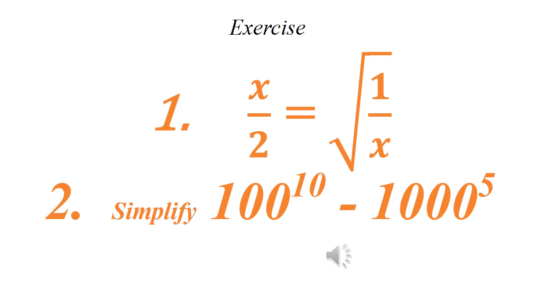Our exercises are as follows. Number 1, x over 2 equals square root of 1 over x. Find x. Number 2, simplify 100 raised to power 10 minus 1000 raised to power 5.